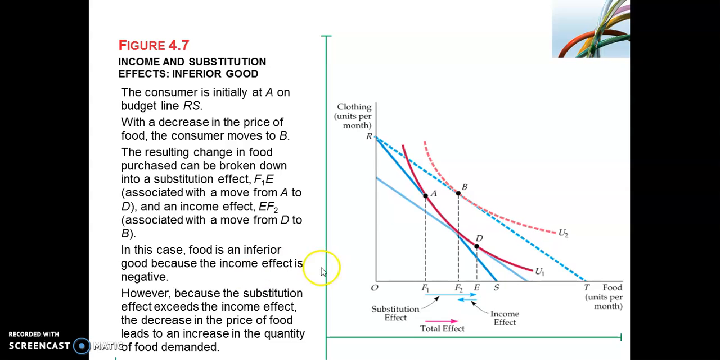So we can see that the net effect now is still positive because our substitution effect was far bigger than our income effect. So even though there was a decrease in the price of food, and in this scenario, food was an inferior good, it still led to an increase in the quantity of food demanded because the substitution effect outweighed the income effect. So hence your total effect was still positive.